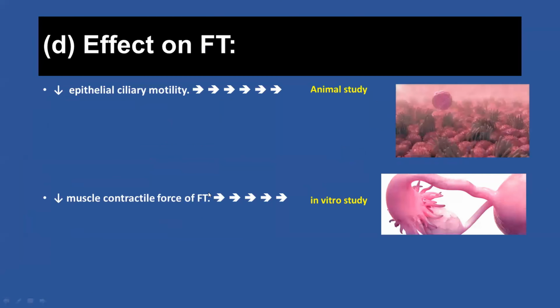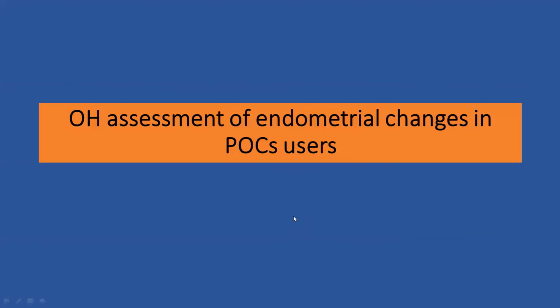I also don't forget to mention the effect of progestogens on the fallopian tube. It has been in an animal study found to decrease epithelial ciliary motility, decrease muscle contractility in an in vitro study, but no human in vivo studies so far.